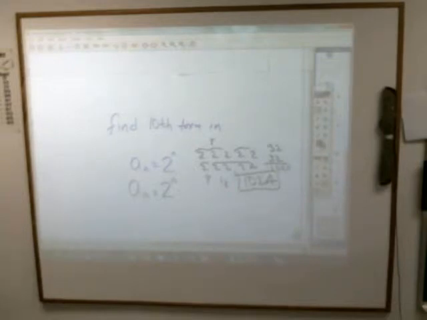You're not allowed to use a calculator. To use a calculator means you're admitting defeat, and you shall never. One more.